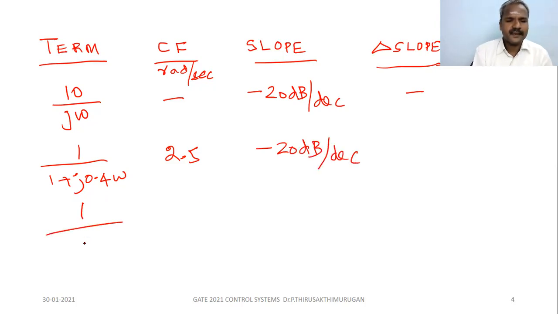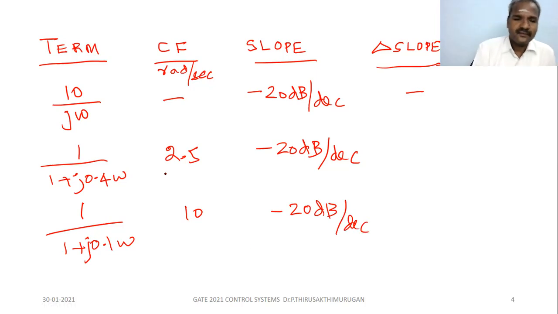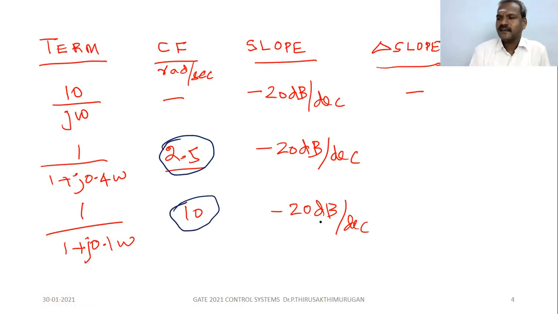Next factor is 1 by (1 plus j 0.1 omega). Okay, the corner frequency is 10 radian per second. So this is also a pole factor in the denominator. So what is the slope for this? Also minus 20 dB per decade. Understand? Now, wherever a corner frequency occurs, only then does the slope change occur. So at this corner frequency, slope change occurs. Here also, slope change occurs. What is the changing slope when this corner frequency meets, from minus to this, right?